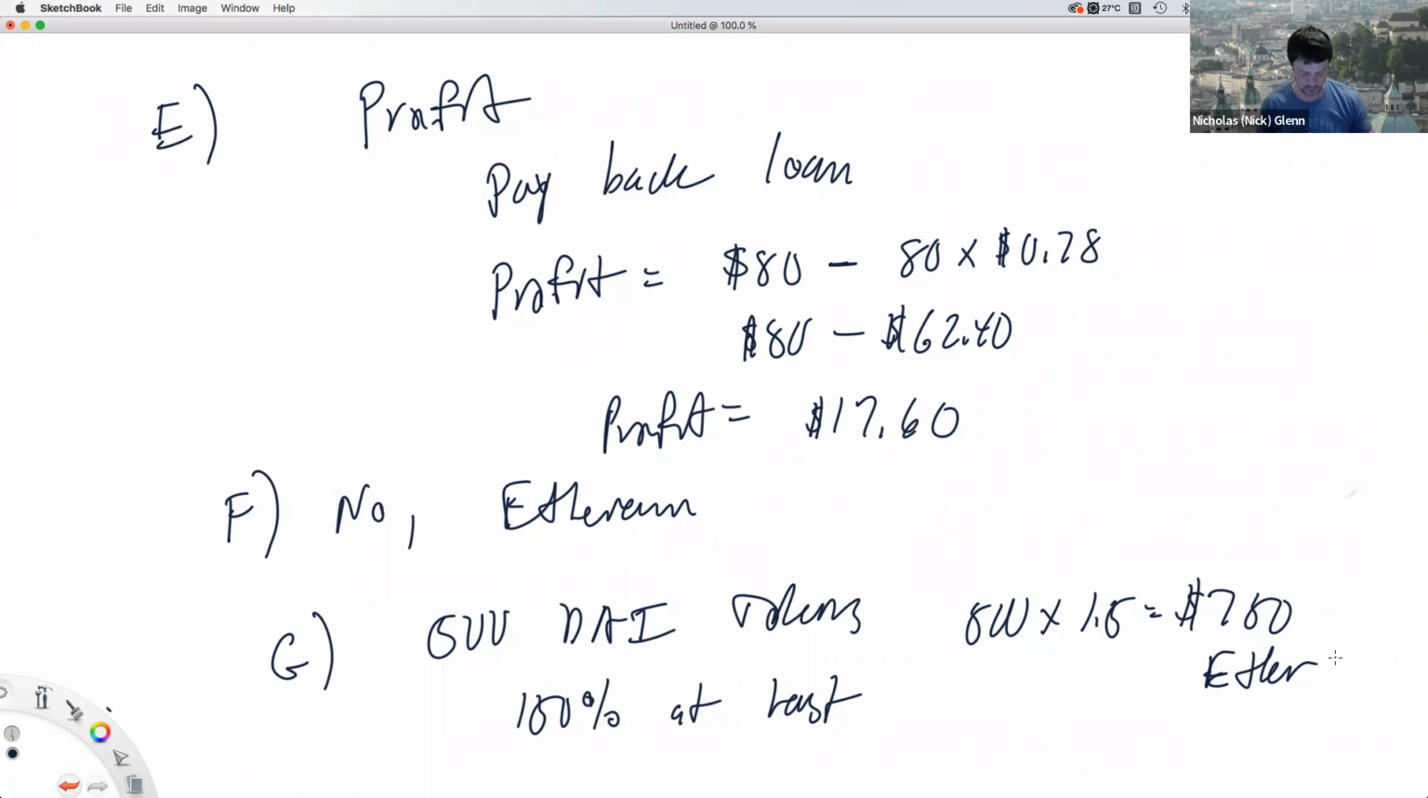But as far as the problems here, no, this doesn't cause an issue. It has to do with Ethereum, the value of it. That's what causes the problem. And as far as how much Ether needs to be put down to borrow 500 DAI tokens, we just take this $500 worth of DAI tokens, multiply by 150%, which is 1.5, and that's going to give you $750 worth of Ethereum.